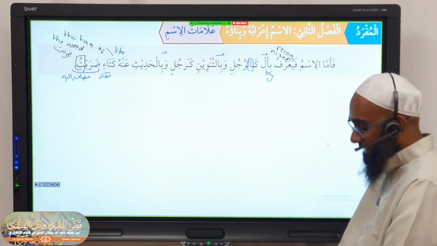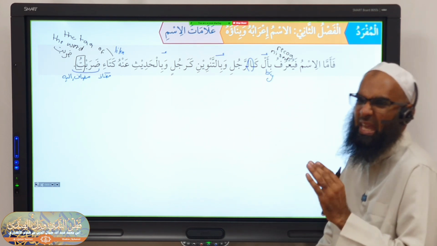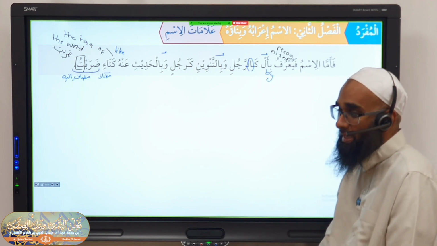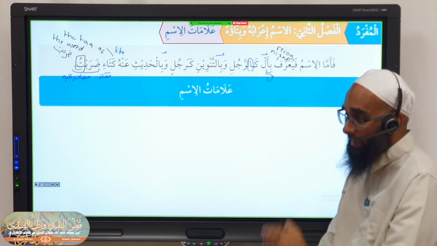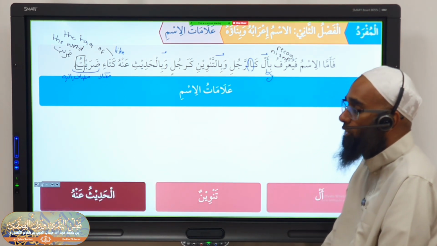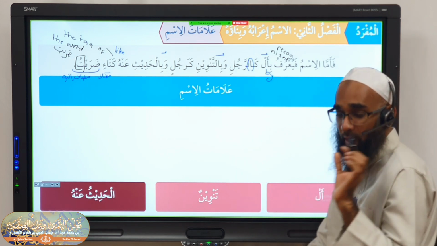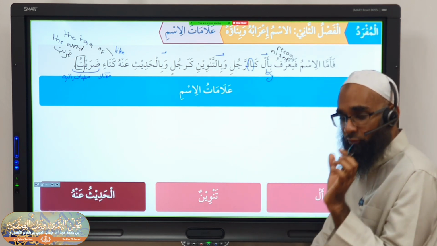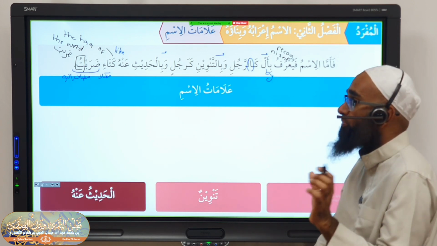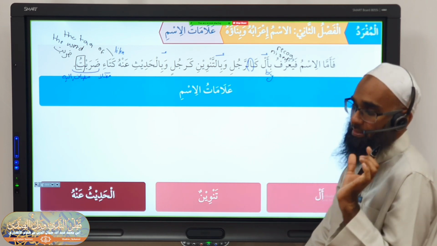So if you look at it here, what Ibn Hisham has done, there are many more alamat, many other signs. Some books have 8 signs, some books have 9 signs. But our author, Ibn Hisham, rahimullah, said in his sharah, I give you alamatul ism: alif lam, tanween, and al-hadithu anhu. And by the way, the most prominent sign of realizing whether a word is a noun or not is hadithu anhu, the ability to discuss it. I make it the subject or the fa'il of a sentence.